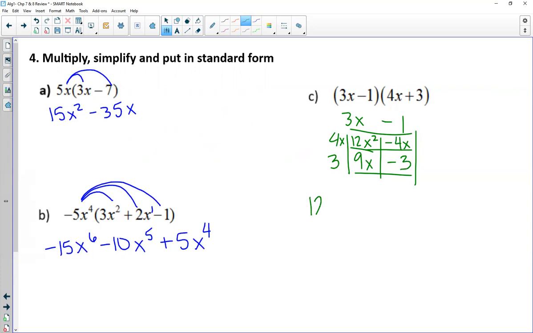Writing this out, I have 12x squared minus 4x plus 9x minus 3. I'm going to have some like terms here, which are going to be negative 4x and 9x. And when I write my final answer, I will have 12x squared plus 5x minus 3.